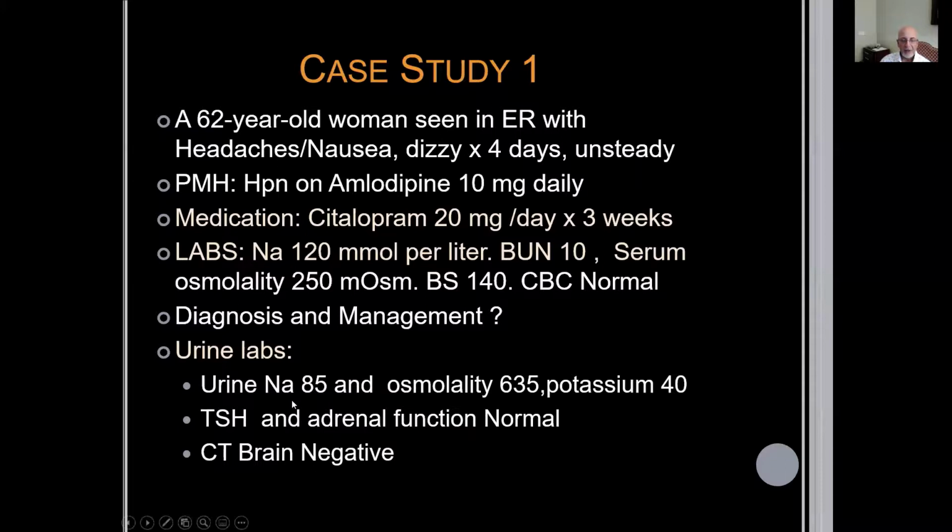As you can see, her urine sodium is excessively high, greater than 20. In her case, the urine sodium is 85. And her urine osmolarity is also similarly extremely high, 635. Her TSH is also checked, and her serum cortisol is also checked, which were negative. The urine indices in this particular case confirm that the patient has syndrome of inappropriate ADH, and therefore she should be managed appropriately.